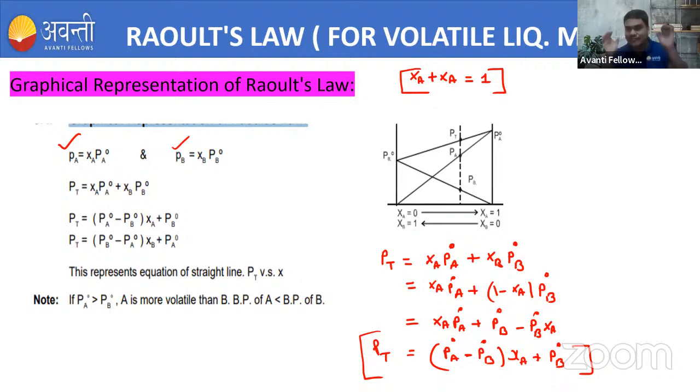Sabko clear hai yahan tak? If the solution follows this particular relationship, that is PT is equal to P naught A XA plus P naught B XB, then the solution is said to be an ideal solution. If the solution does not follow this equation, then the solution is non-ideal. And in non-ideal, we have two cases. Either this PT is greater than this or this PT is less than this. So according to this, we classify non-ideal as positive and negative deviation. I hope this is clear.